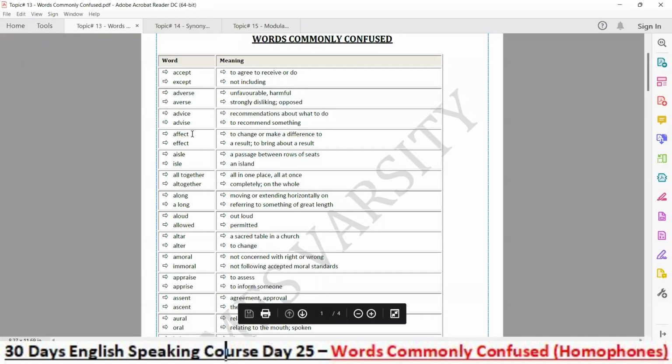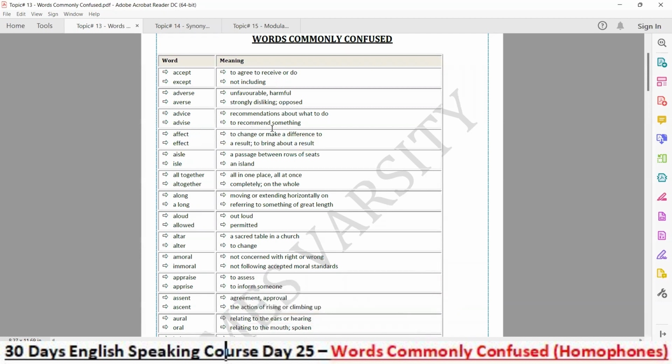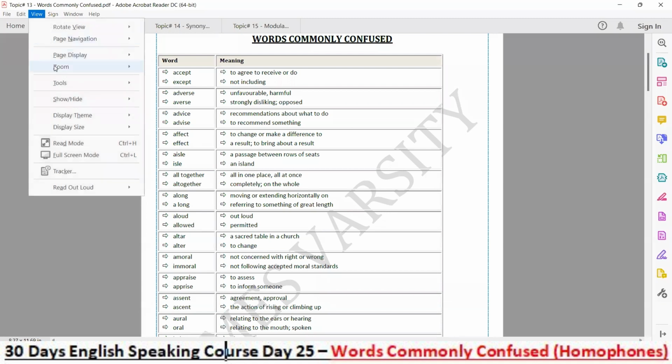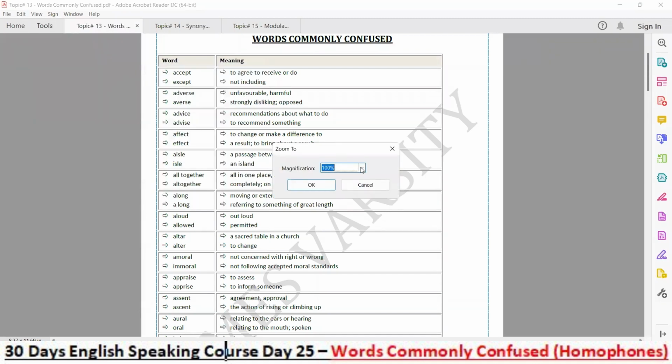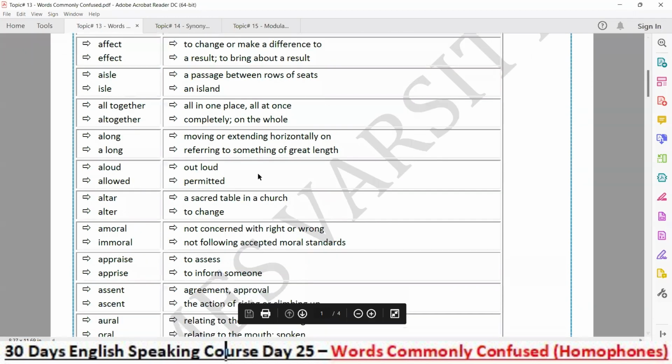What is the difference? Advice, recommendations about what to do. Advise, to recommend something. Slight difference, right? So here, affect, to change or make a difference. Effect, a result, to bring about a result. All right. So I have listed out some words which are commonly confused. Now let me take, yes, can you see here?